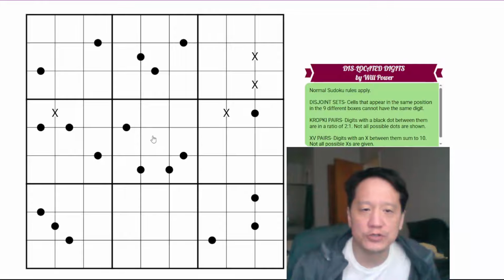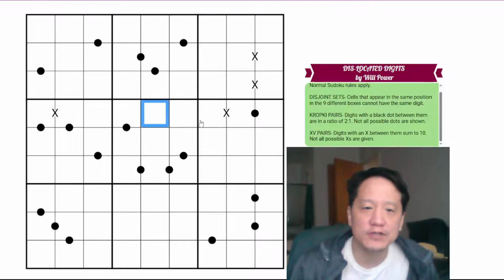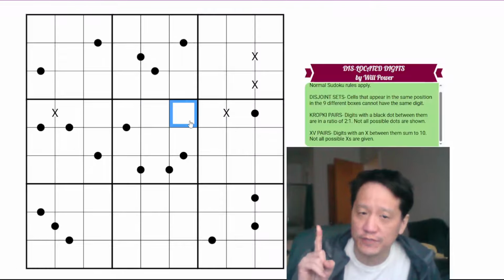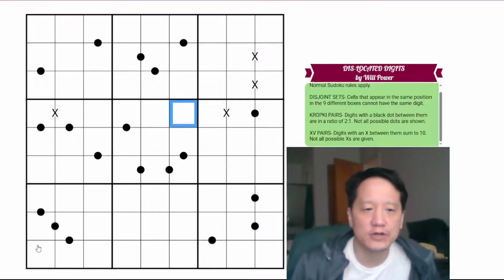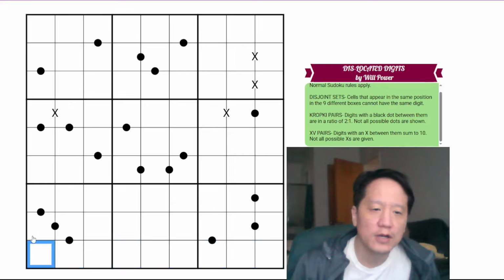We have normal Sudoku rules apply, which means in every cell in the grid, place a single digit from 1 through 9 such that there are no repeats in any row, column, or designated 9-cell region.